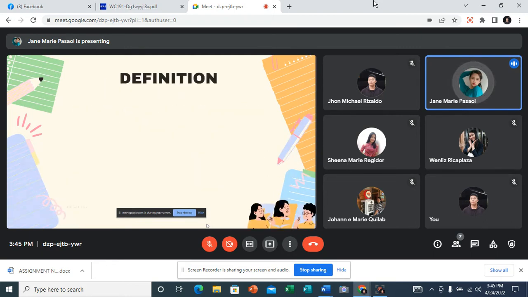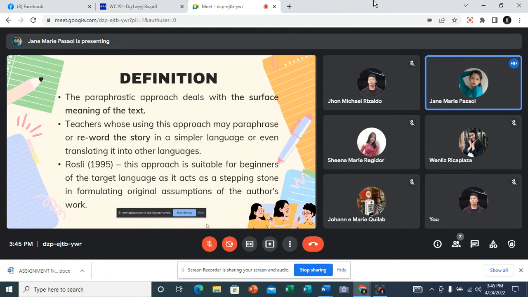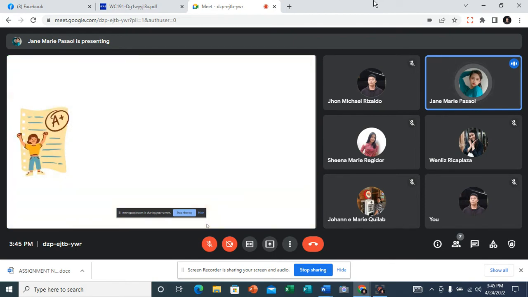For the definition of the paraphrastic approach, it refers to the approach that deals with the surface meaning of the text. From the word paraphrase, which means simplifying the original text or rewording it in our own words. According to Rosley 1995, it suggests that this approach acts as a stepping stone in formulating assumptions on the author's work. It's more like we are recreating the text. So, as simple as that.